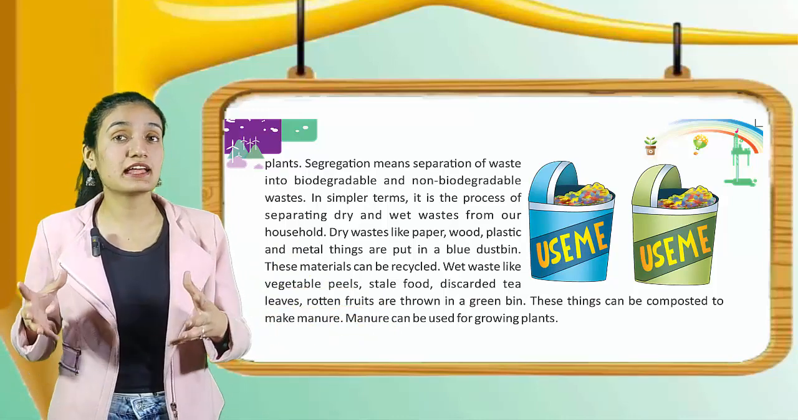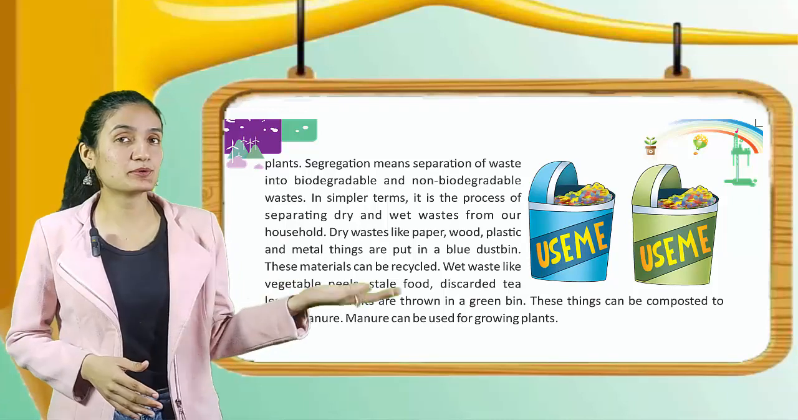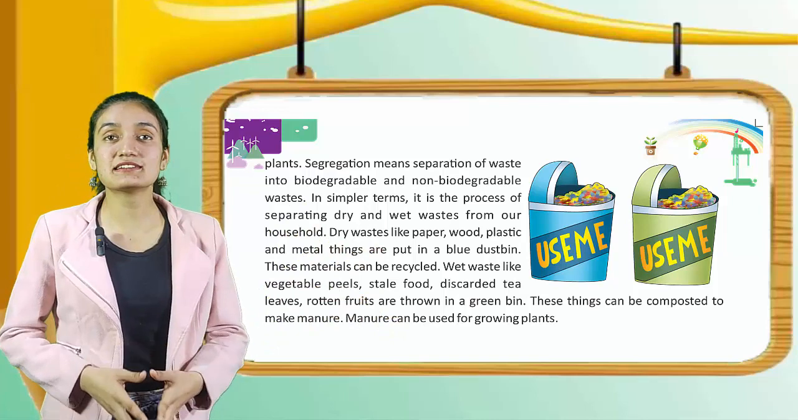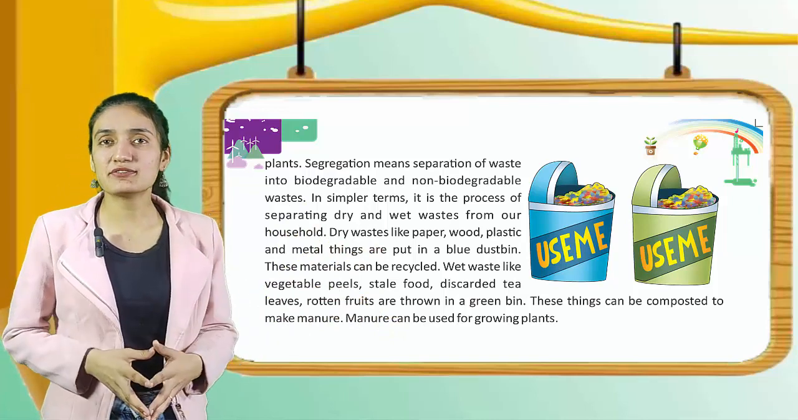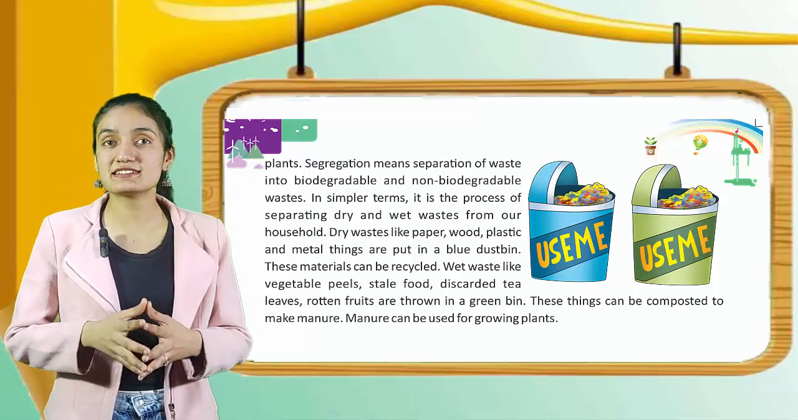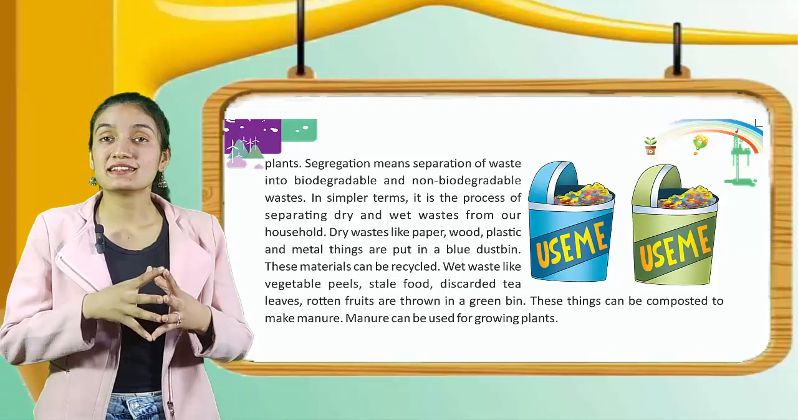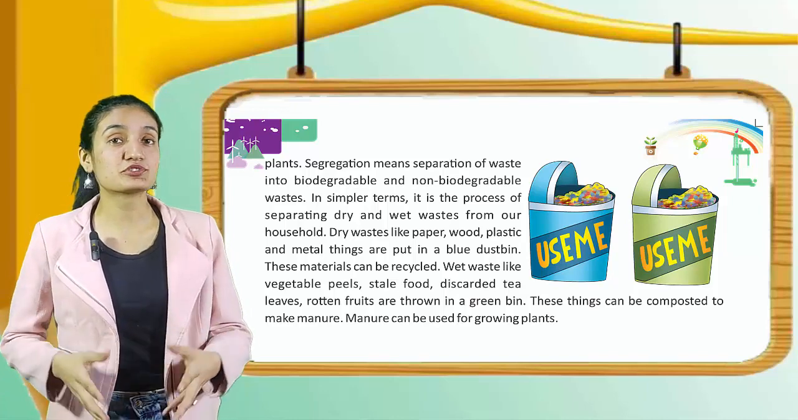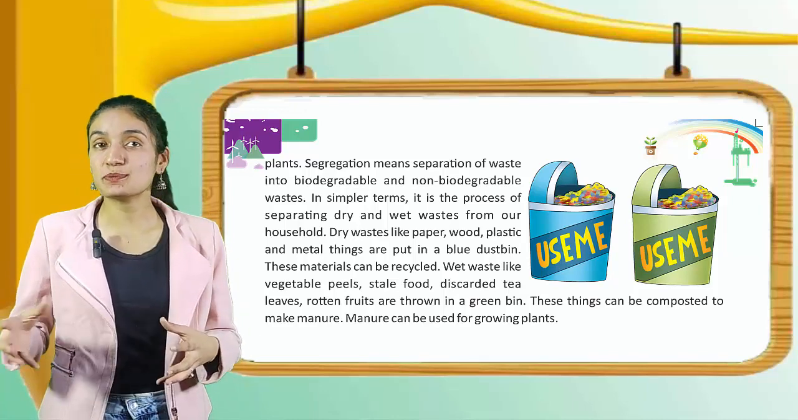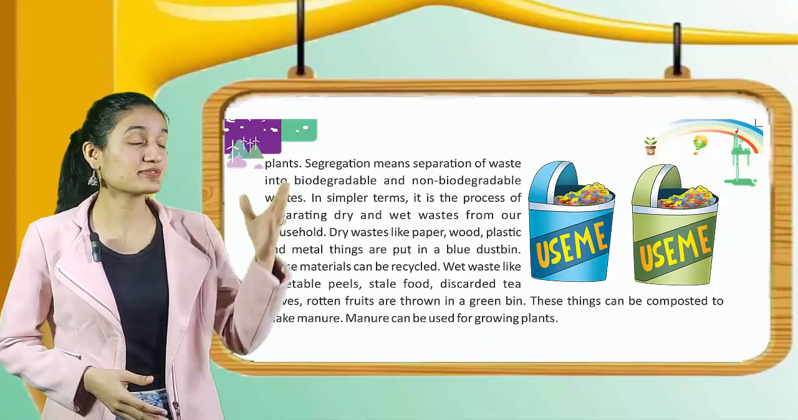Dry waste like paper, wood, plastic and metal things are put in a blue dustbin. These materials can be recycled. Wet waste like vegetable peels, stale food, discarded tea leaves and rotten fruits are thrown in a green bin. These things can be composted to make manure. Manure can be used for growing plants.